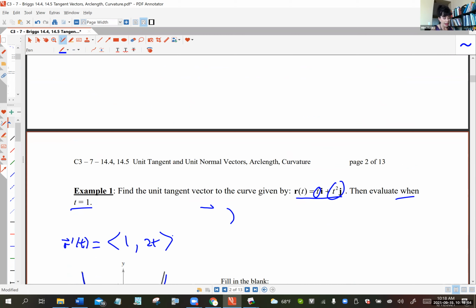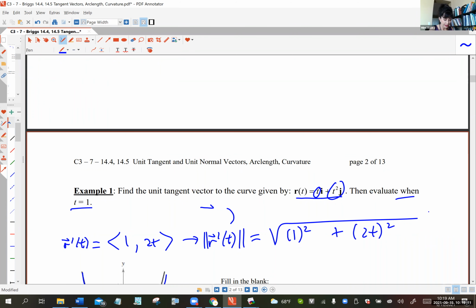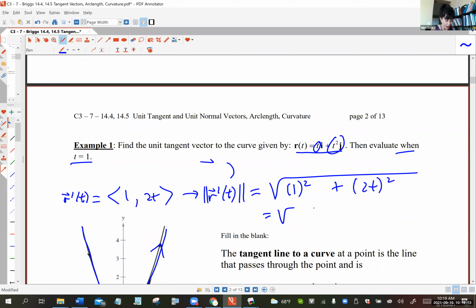Fine. Now what? Go ahead and start getting the magnitude of this velocity vector. Remember, that's the same as speed. Speed is the magnitude of velocity. And so you're going to go, okay, I'm going to get the square root of the sum of the squares of the velocity. And then I'm just going to get square root of 1 plus 4t squared. Okay, that's speed, essentially. Notice that speed is a scalar function. It's not a vector. And notice it is a function of time.